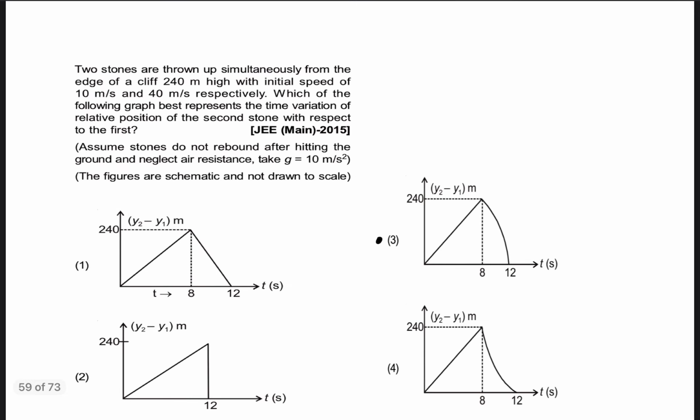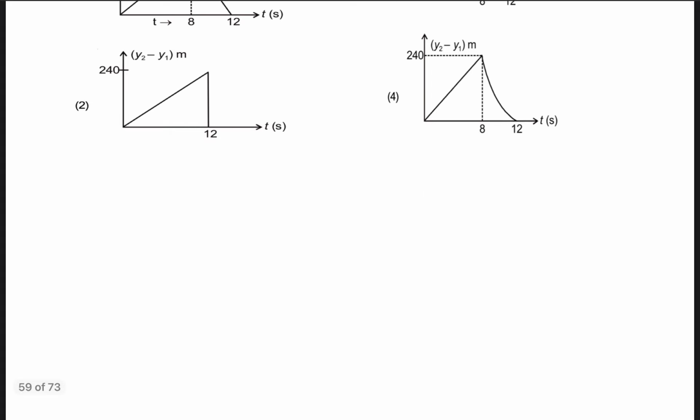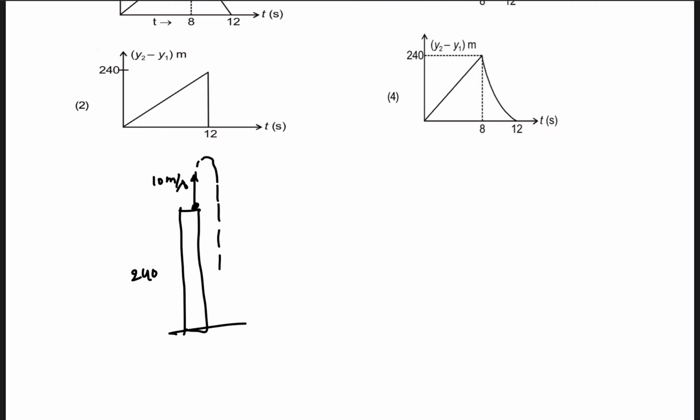Now you see here, you need to write the proper relation. Two stones are thrown simultaneously with initial speeds 10 meter per second and 40 meter per second. They are thrown up. Okay, this is the main point here. Both the balls are thrown up. So one ball is thrown up with 10 meter per second. Height is equal to 240 meters. It will go up and again hit the ground.